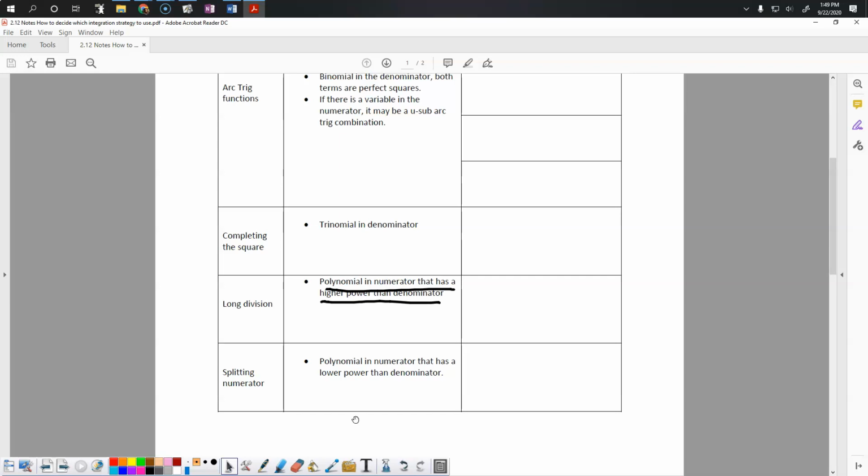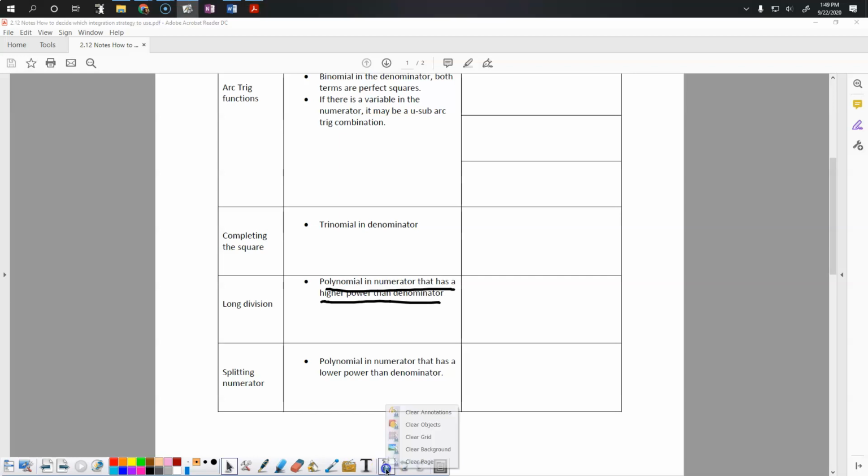So long division and splitting the numerator look very similar. The only difference is the powers. For long division, the bigger power is in the top. For splitting the numerator, the bigger power is in the bottom. Completing the square is a very special circumstance where you actually have 3 terms in the denominator.